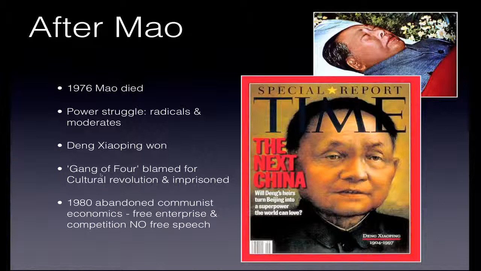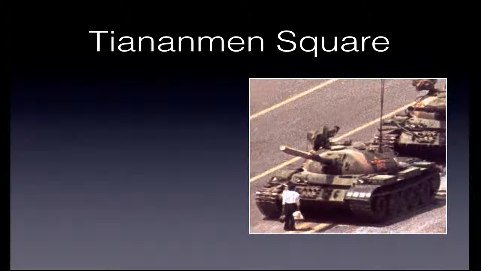And in 1980, China abandoned essentially communist economics and encouraged free enterprise. That is, you can basically set up your own business, a private business owned by you or a partnership of people, and competition. They did not, however, abandon the rule of the Communist Party, and they did not introduce free speech or multi-party democracy. Let's look at the Tiananmen Square event, which happened in 1989.